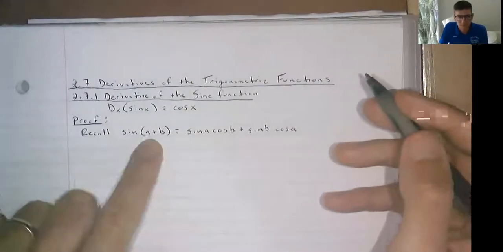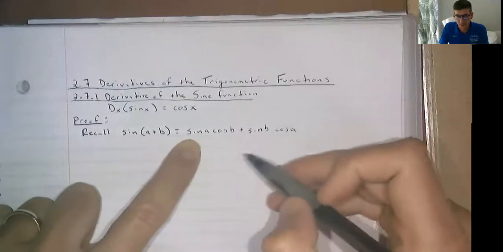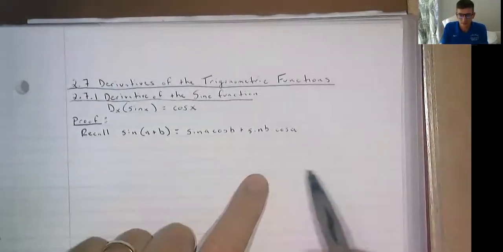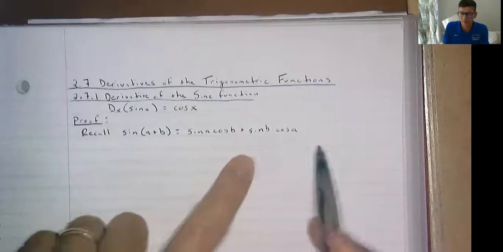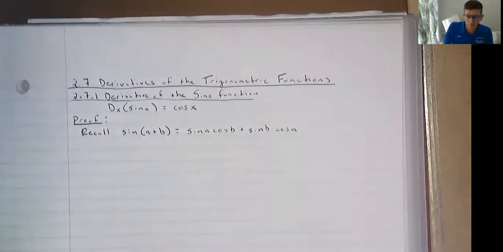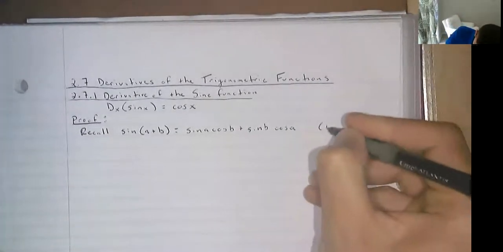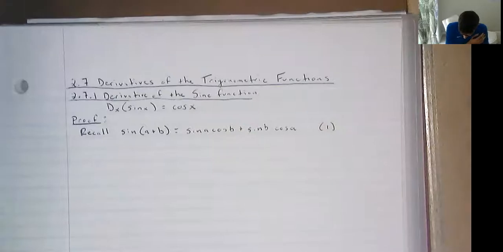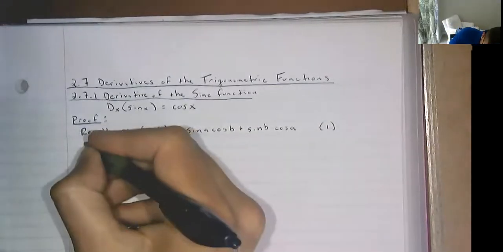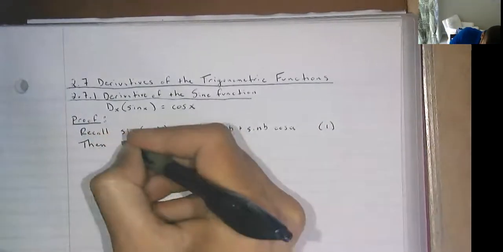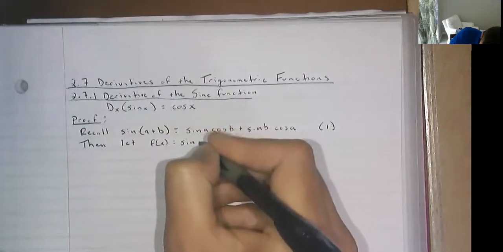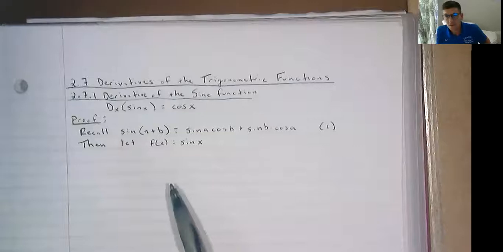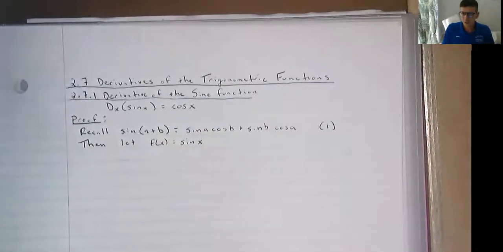For the sine addition, I usually just go sine just because it makes sense to me. I think maybe in your book it has sine and cosine swapped and keeps the a's and b's in the same spot, whatever you want to do. We're going to call this equation 1. Okay. So then, with that in mind, if we allow f of x to be our sine function, then we can find the derivative of f using the definition of the derivative.